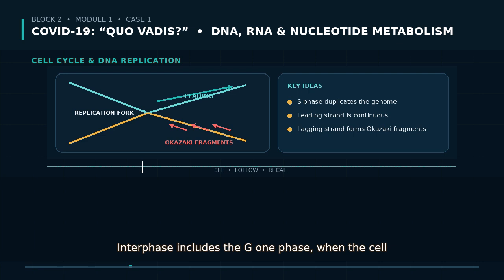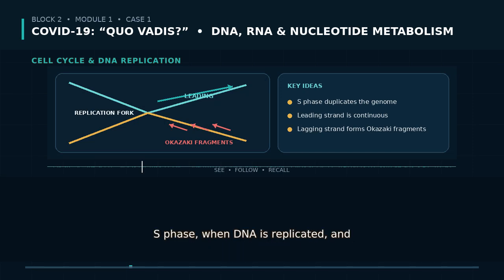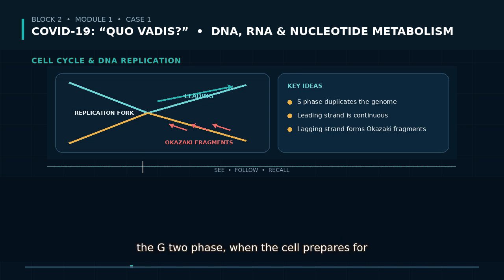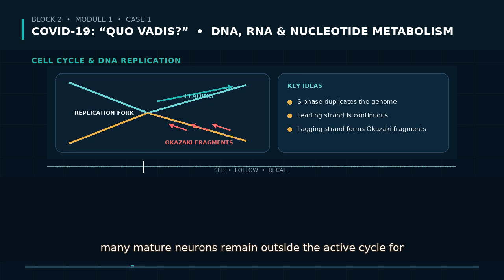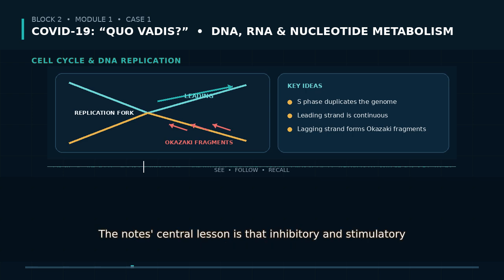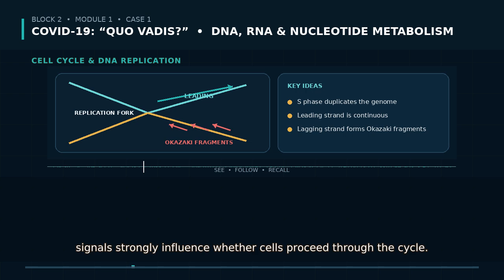Topoisomerases act ahead of the fork. They temporarily break and then reseal one or both DNA backbones, relieving torsional strain and preventing excessive overwinding. DNA strands are antiparallel. One runs from 5' to 3', while its partner runs from 3' to 5'. DNA polymerases can add nucleotides only to a free 3' hydroxyl group, so every new DNA strand is synthesized in the 5' to 3' direction. This creates the leading strand and lagging strand problem.